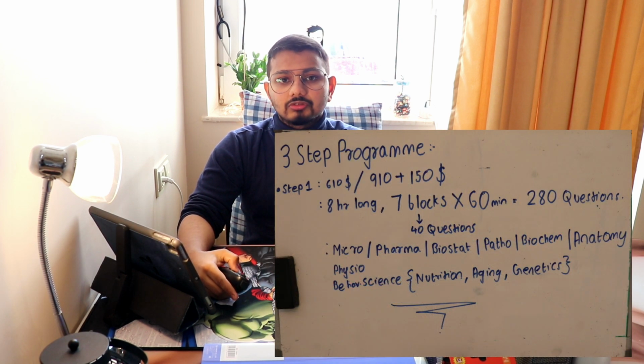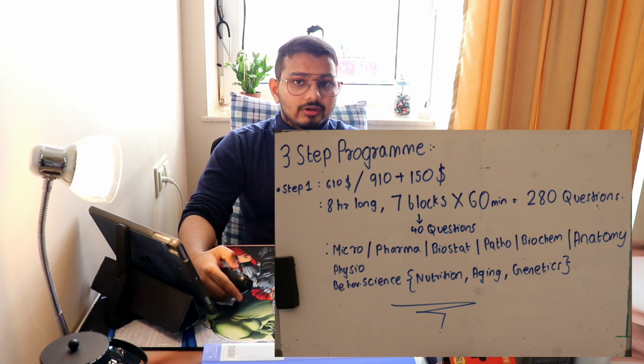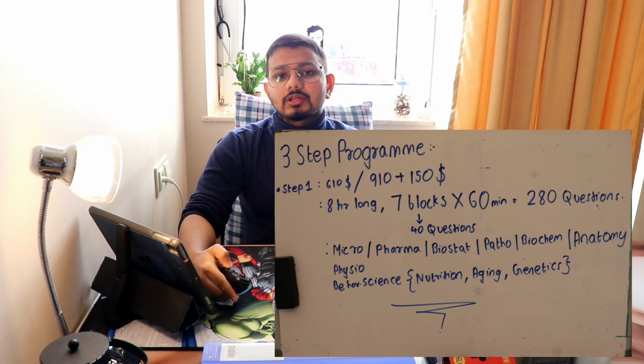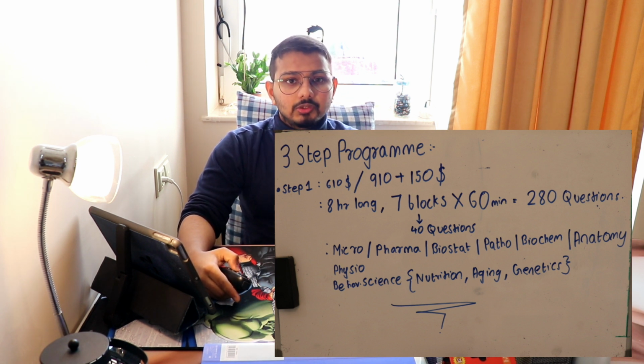Now we will talk about the exam structure. It will be an 8-hour long examination, MCQs. There are 7 blocks of tickets, 1 block for 60 minutes. So total questions is 40 into 7, 280 questions, and the qualification score is 192. Average score for 2019 was 216.7.